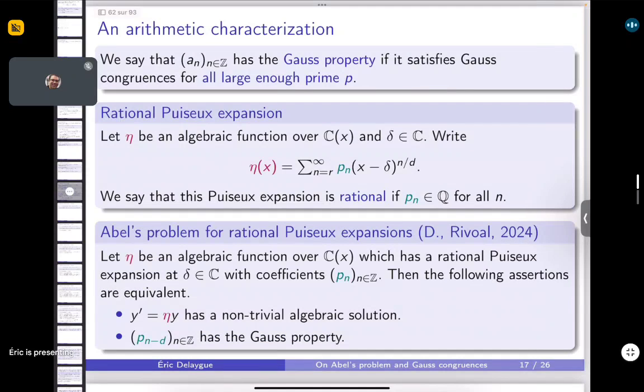So our criterion applies to this particular case of algebraic functions with a rational Puiseux expansion. We have the following characterization. You start with eta, an algebraic function over C(x), which has a rational Puiseux expansion at some point, and let's say that the coefficients are p_n. Then we have an equivalence. Abel's problem has an algebraic solution if and only if the sequence p_(n-d), where d is the integer which occurs in the power of the Puiseux expansion, has the Gauss property, so it satisfies Gauss congruences for all large enough prime numbers.